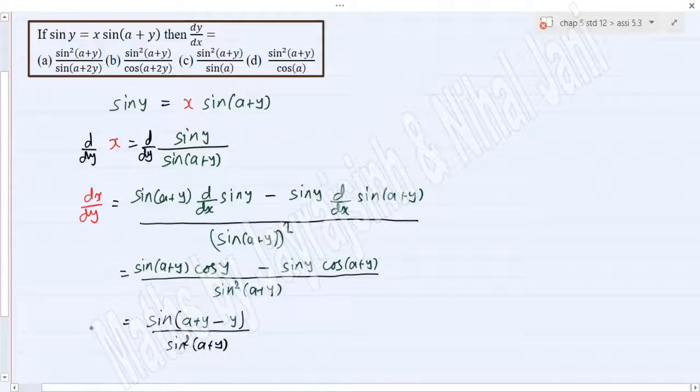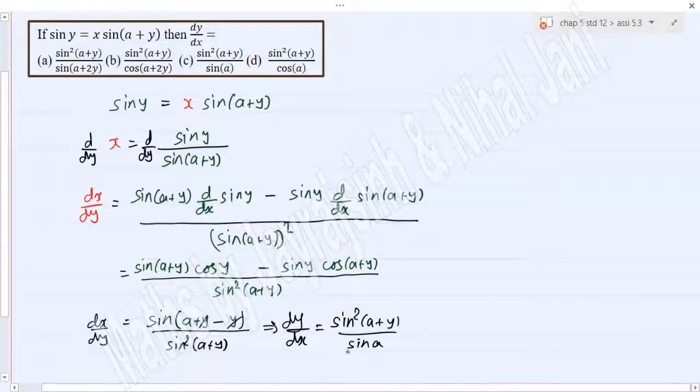So this y will cancel out, and we'll get dx by dy is equal to sin a upon sin square a plus y, or we can say your dy by dx is simply sin square a plus y upon sin a. Ta-da! This is your final answer, which is given in option C.